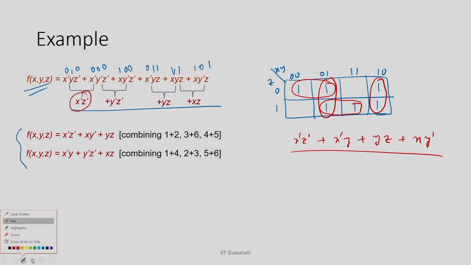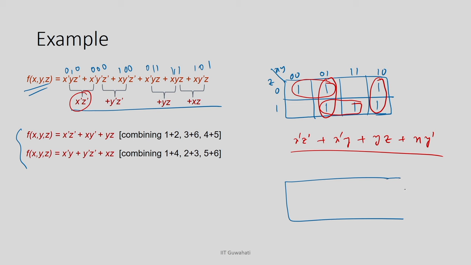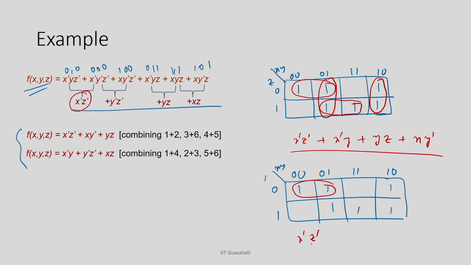But if I try to combine this way, let me draw it again. So we have 1 1 1 1 1 1, right? What I can do, I can just combine this way. So I'll combine these two, I'll end up getting x bar z bar. I can combine these two, which will give me yz, right? And then if I combine these two, I'll get xy bar, right? So this is xy bar. So this is one of the minimal expressions, right? So this is one way of getting the minimal one.